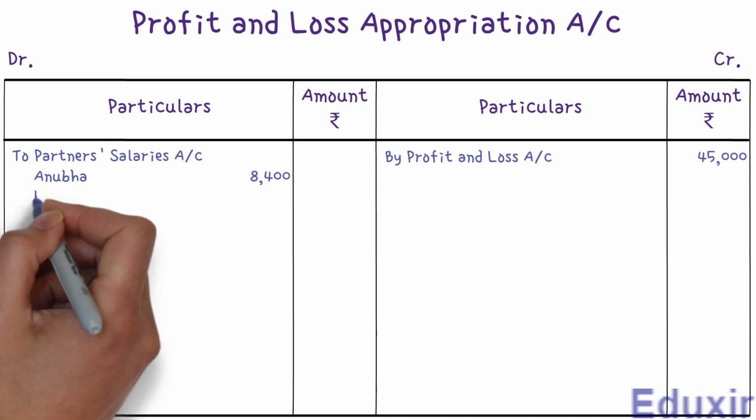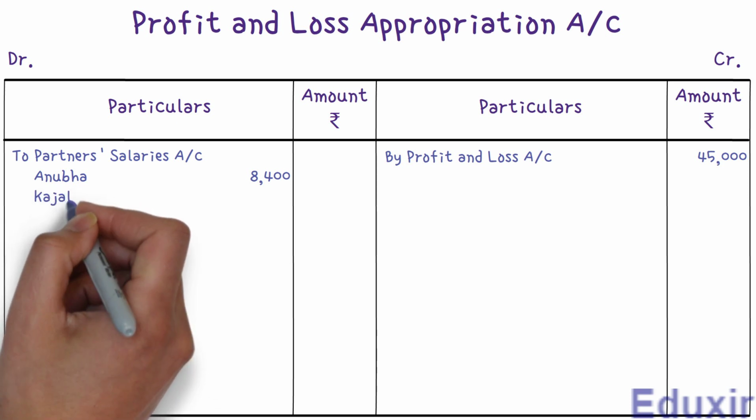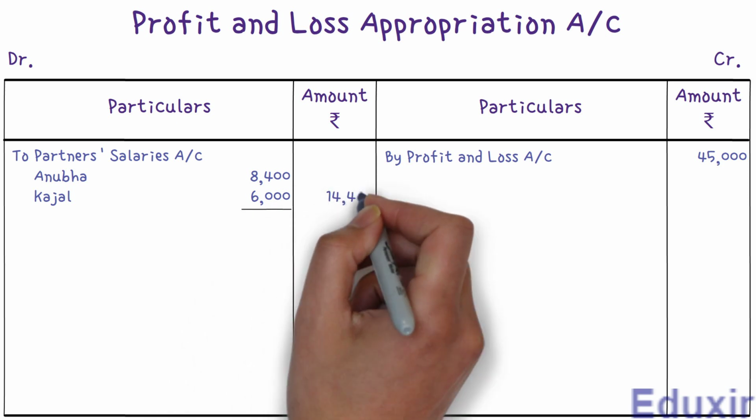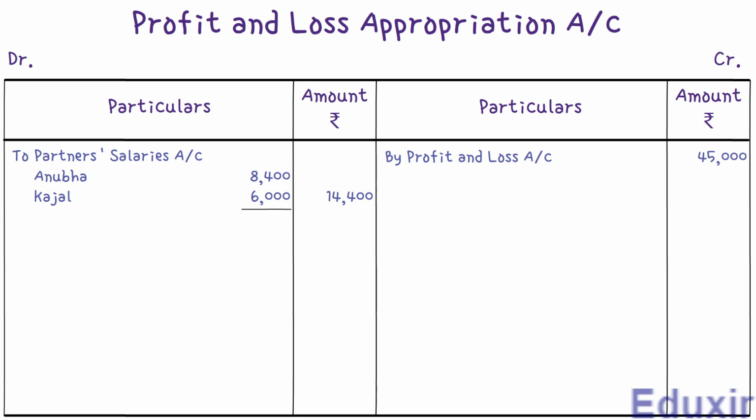Let's then write the partner Kajal's salary, which is 6,000 rupees. Let's then write the total salary amount, which is 14,400 rupees, into the amount column. With that, we have completed the posting of the entry related to the transfer of the salaries of the individual partners from the partner's salaries account to the profit and loss appropriation account. Let's now consider the next entry.